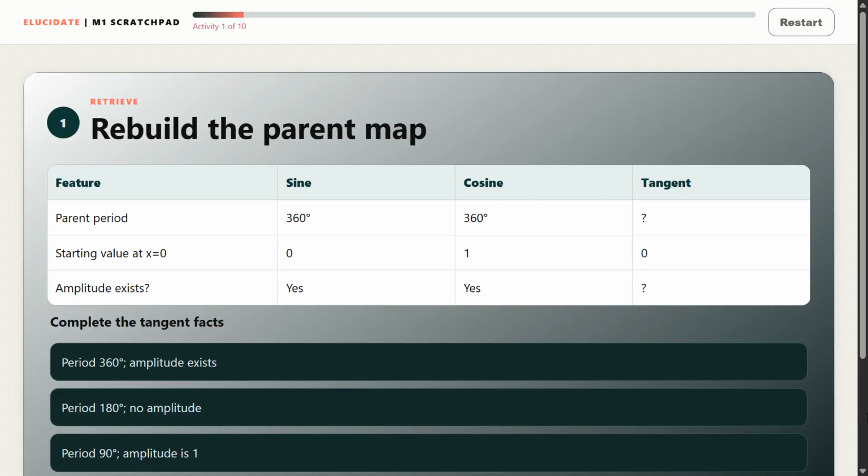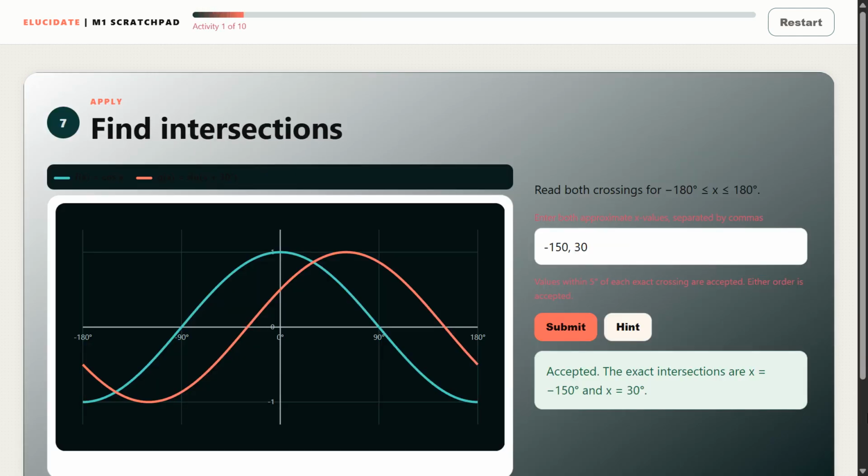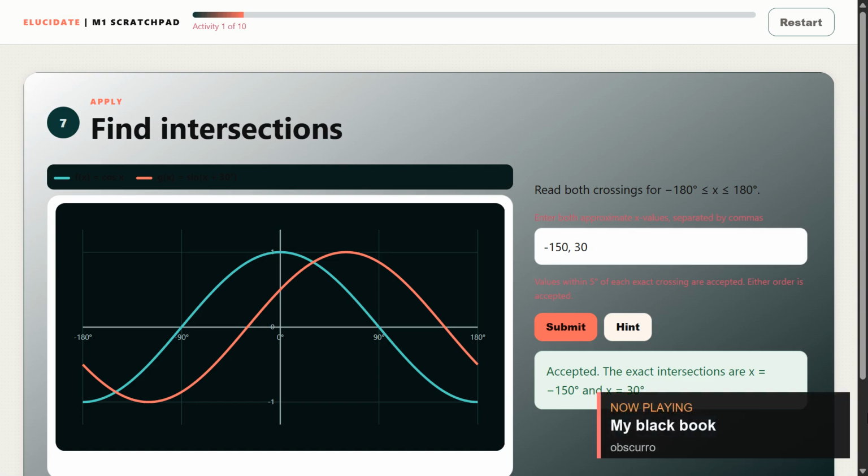In the scratch pad, equal outputs put both graphs at the same height. The question asks, read both crossings of f equals cos x and g equals sin(x plus 30 degrees) for minus 180 degrees less than or equal to x less than or equal to 180 degrees. The answer is x equals minus 150 degrees and x equals 30 degrees.